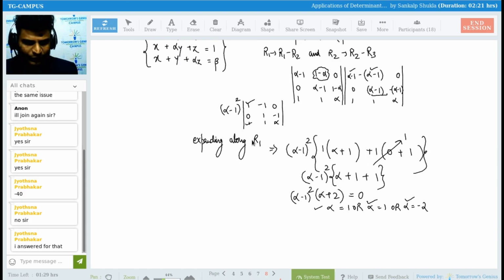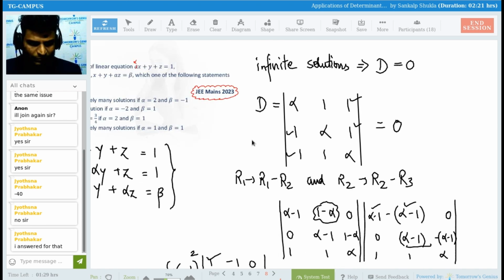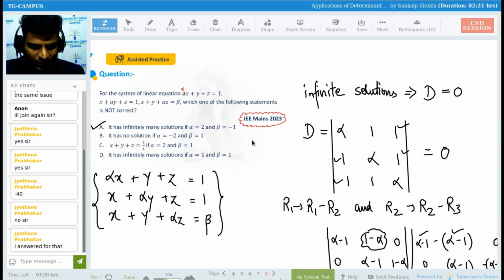So what I have to do in that question is check my options. It has infinitely many solutions if alpha is equal to 2 and beta is equal to minus 1. Alpha is 2, right? Then beta is equal to minus 1. We have to check whether this option is right or wrong. So you have to find the value of beta also. So find the value of beta. Let me know.